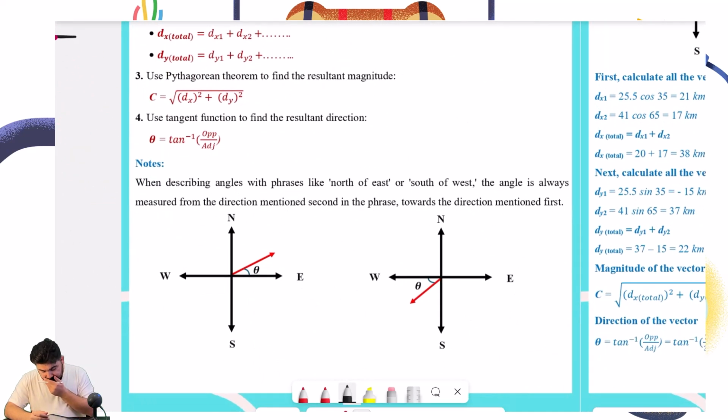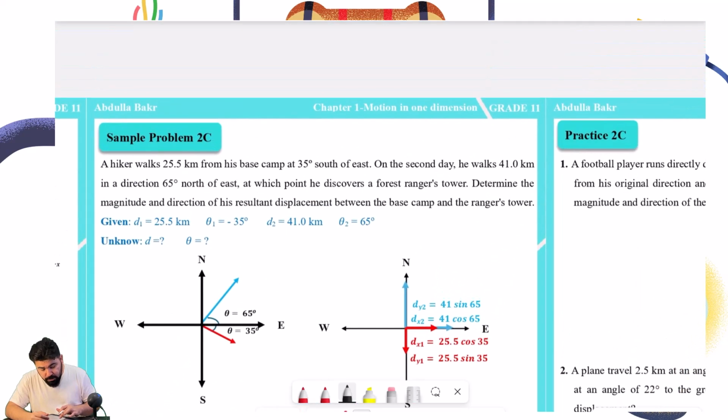Now let's solve a question, and before that, let's look at this here. Now we have north of east. Which one is mentioned the second time? So it's east. This one here we have south of west. Which one is mentioned the second time? The angle goes with that direction, okay? Let's solve a question.